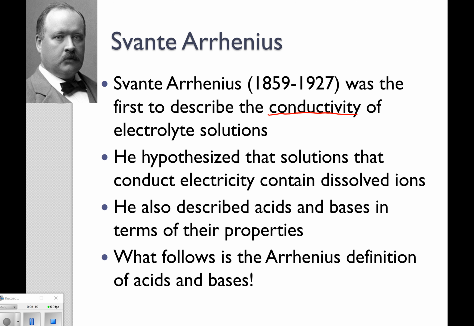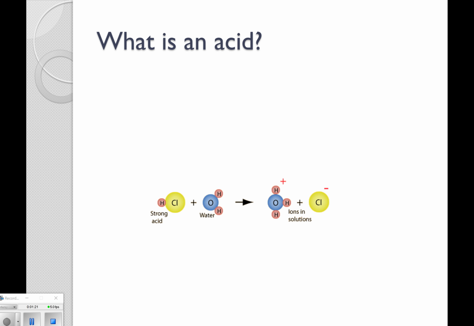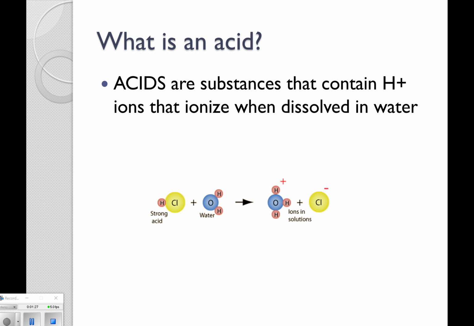We're going to take a look at the Arrhenius definition of acids and bases. And there's a few different types of acids and bases as far as definitions. Today we're just going to focus on Arrhenius acids and bases. So as far as that definition, an acid is a substance that contains H plus ions that dissociate or ionize when they're dissolved in water.